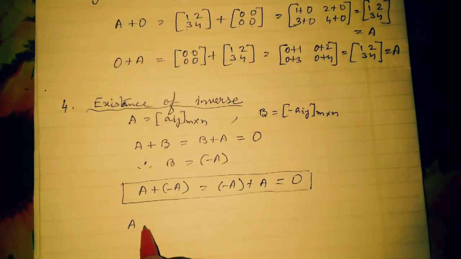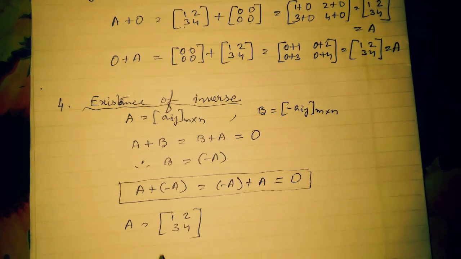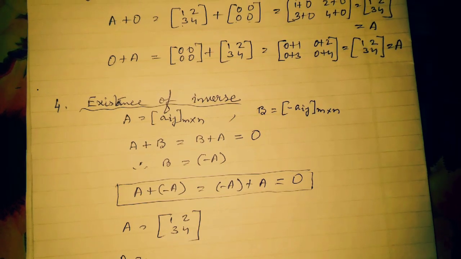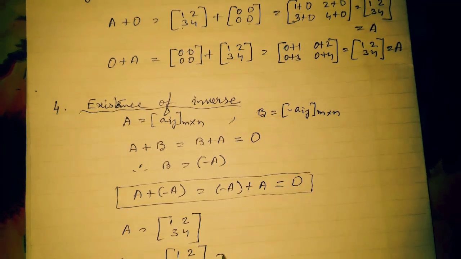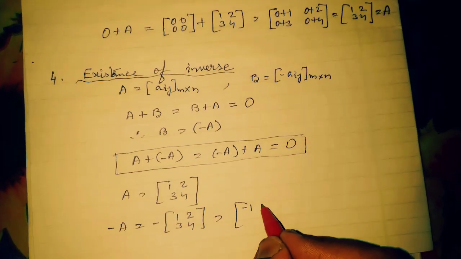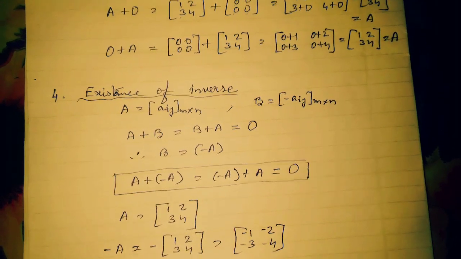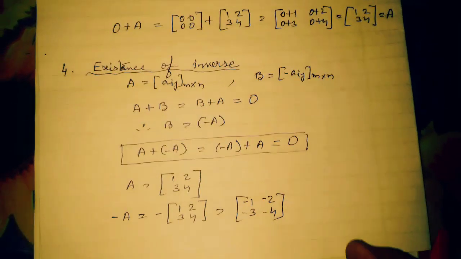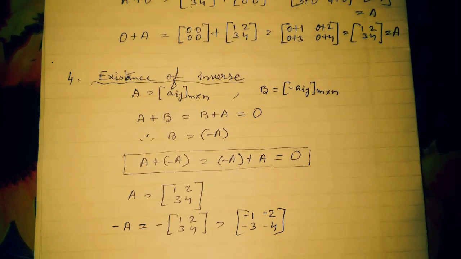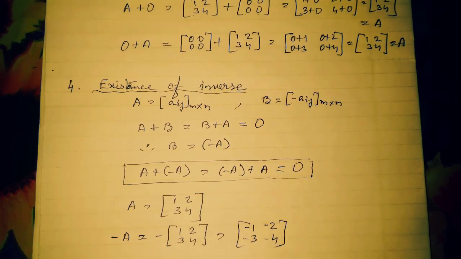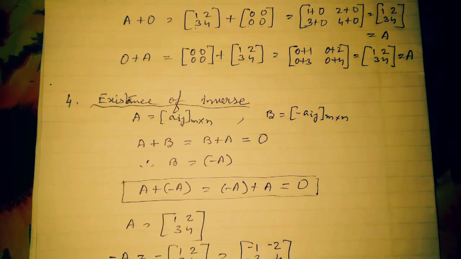Suppose you take the matrix A as 1, 2, 3, 4 as an example. Its inverse will be minus A, which is minus of 1, 2, 3 and 4. That means all its elements will be negative: minus 1, the sign is changed, minus 2, minus 3 and minus 4. And if we add minus A with A, all the elements will be 0. This is known as the existence of inverse. Clear, student?